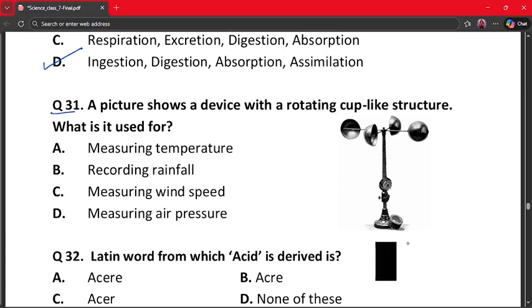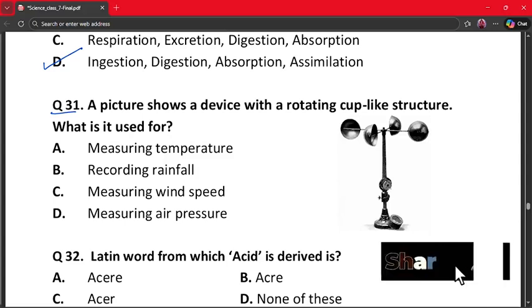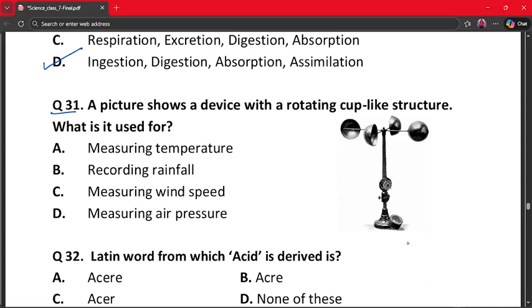Question number 31. A picture shows a device with a rotating cup-like structure. What is it used for? A. Measuring temperature, B. Recording rainfall, C. Measuring wind speed, and D. Measuring air pressure. So this is a device and this is a cup-like structure. So this instrument measures wind speed and rotating cups move faster with strong winds. It is called an anemometer. So option C, measuring wind speed, is the correct option.